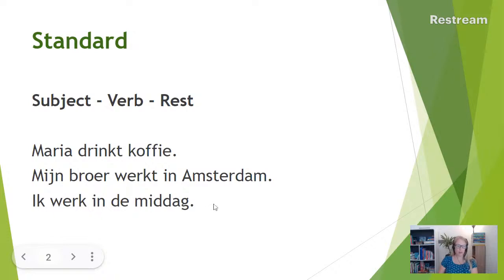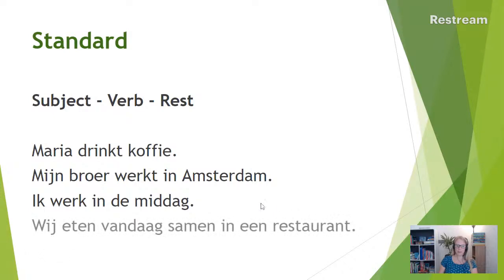Like here we have a time as a rest item. In de middag, in the afternoon. Ik werk in de middag. Ik is the subject. Werk is the verb. In de middag is the rest. And the last example, here you have several rest items. So as you can see, it's not just one item. Very often people like to give more information. So then you have a sentence like this. Wij, subject, eten, verb, vandaag, rest item 1, samen, which means together, rest item 2, and in een restaurant is the third rest item.